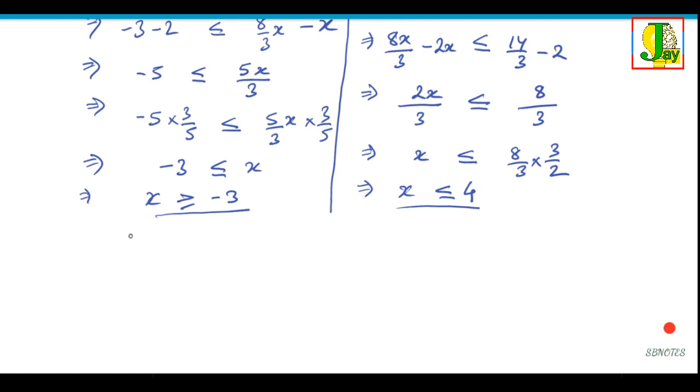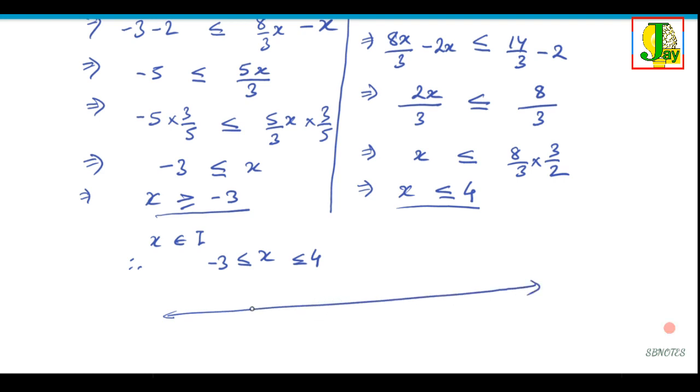We have a replacement set, x belongs to I. Therefore, our solution set, that's x lying between -3 and less than 4. This on the number line, that's very simple. We can do it easily.